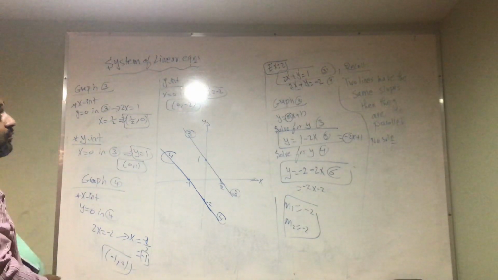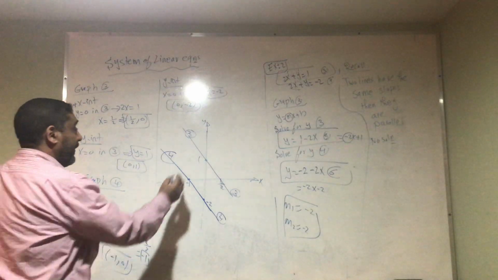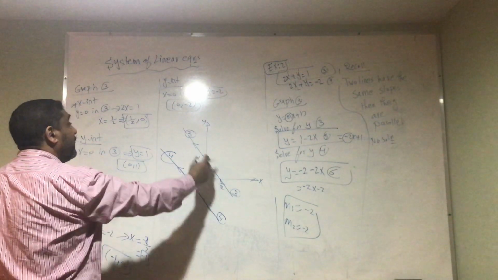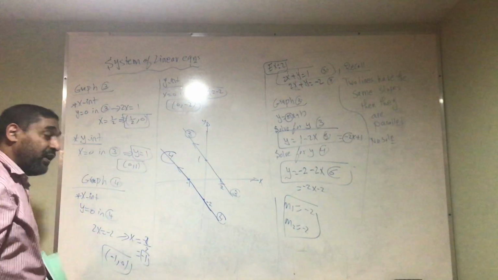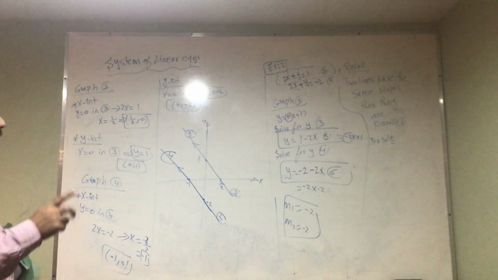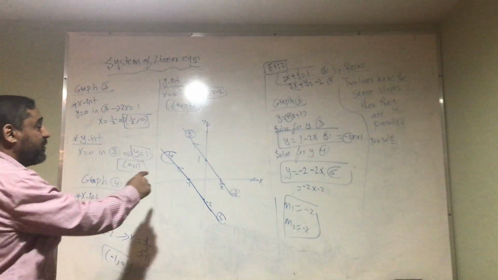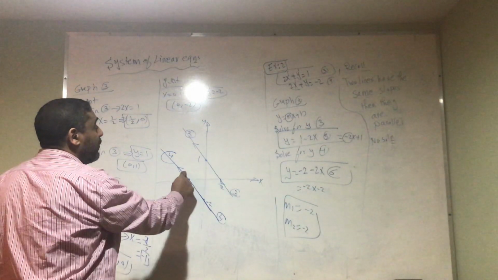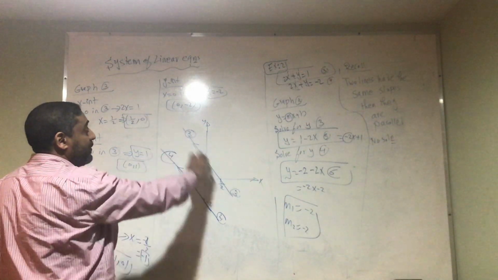As you can see, those two lines are parallel here, which means they never meet or never intersect, which means there is no solution. Because I'm looking for the solution, a point that must be on the two lines, but here they never intersect or never meet.